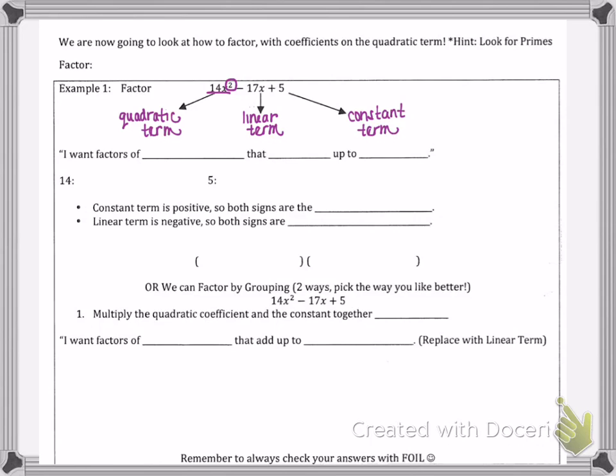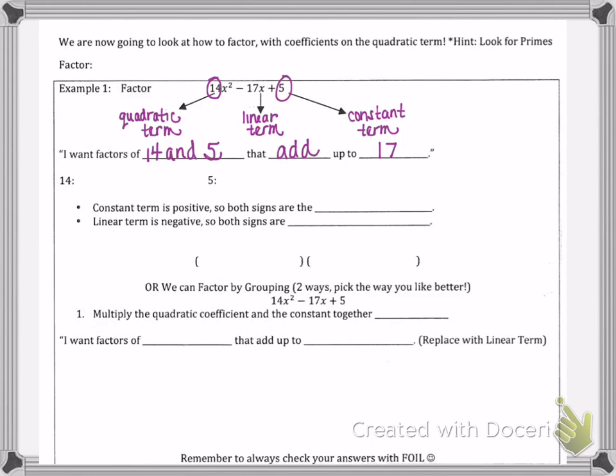So looking at this problem, the reason it looks a little different here is because you have a coefficient on the x squared term. So we are going to address this by looking at the 14 and the 5 of the constant term. We want factors of 14 and 5, so they both get addressed there, that add up to that middle term's coefficient 17. So we've kind of set up the work here.